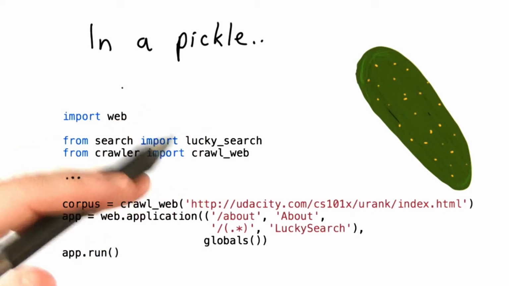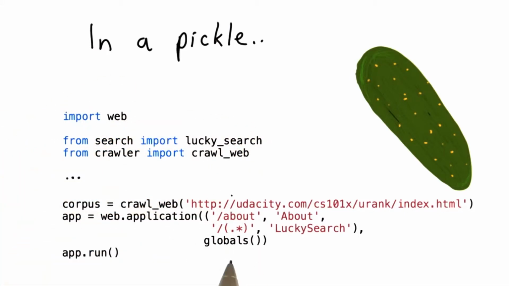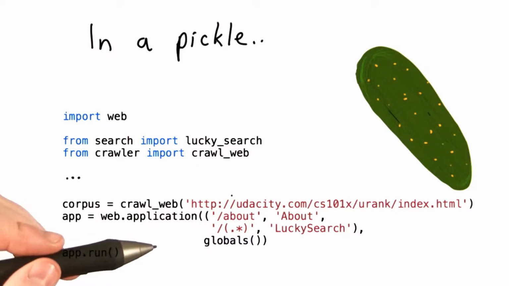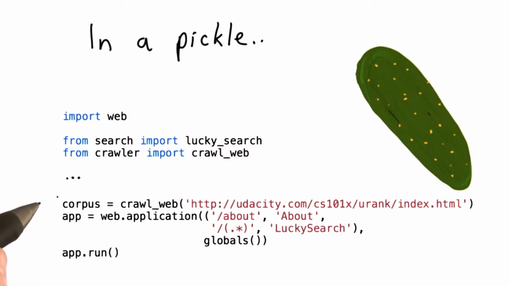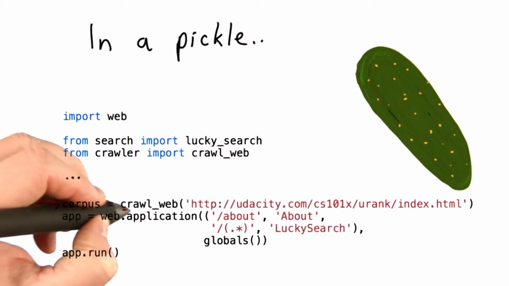So this is pretty cool. We can make a web application. We can respond to different kinds of requests. We can embed it with our search engine. There's one pretty big problem with it still, and that's that every time we start the server, we have to do this full web crawl.